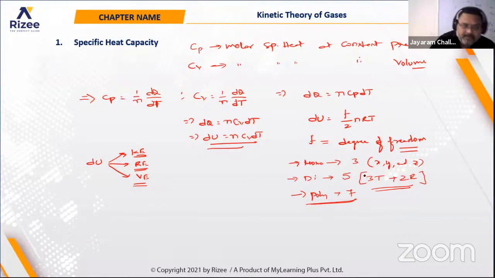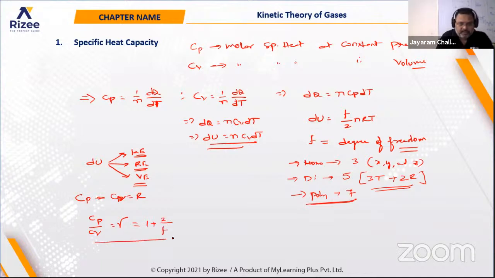So as we are discussing the specific heat of the body, the relation between them, Cp minus Cv, is equal to R, and the ratio of the specific heats, Cp by Cv, is equal to gamma. The relation between gamma and the degrees of freedom can be written as 1 plus 2 by F. All these relations are very, very important.